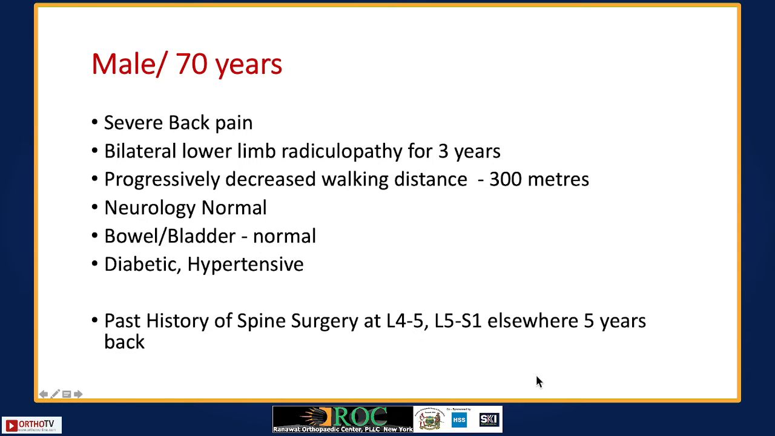He was a known diabetic and a known hypertensive, but otherwise a fairly active guy, a businessman with an active lifestyle. He had a past history of spine surgery around 5 years back. He was operated at another hospital, at the L4-5, L5-S1 level.